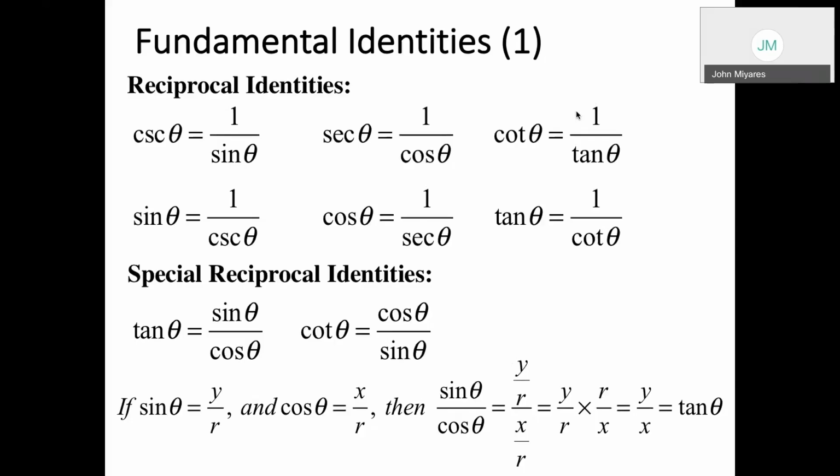If we now take the sine of theta and divide it by the cosine of theta, it would reduce to y over r divided by x over r. When you divide a fraction by a fraction, the bottom fraction is going to flip and multiply, and you're going to be able to cancel out the r's, leaving you with just y over x, opposite over adjacent, which by definition is the tangent of theta.